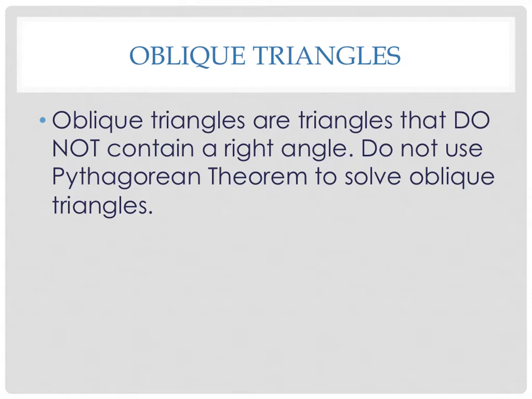All right, sorry. Oblique triangles are triangles that don't contain a right angle. So we won't use the Pythagorean theorem to solve these. It wouldn't work. If we have a right triangle, we'll use the Pythagorean theorem. If we do not, we'll, again, choose between law of sines and law of cosines.